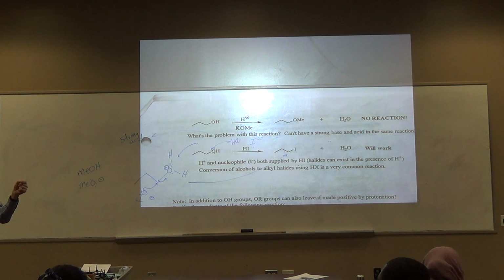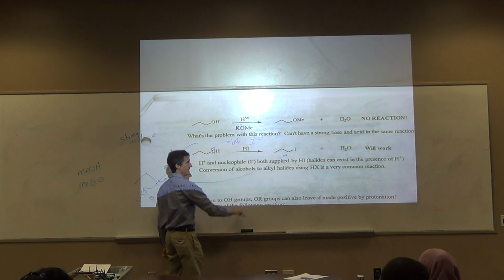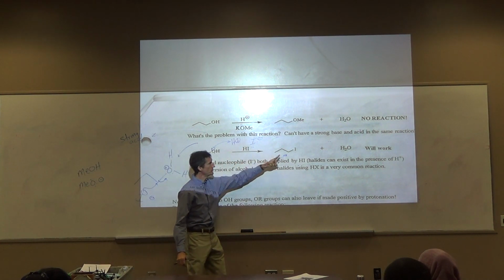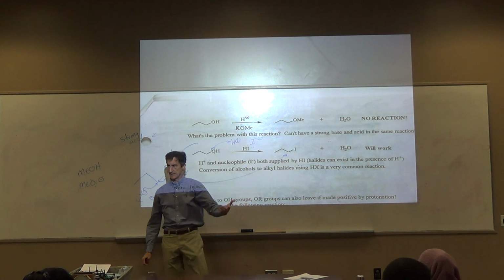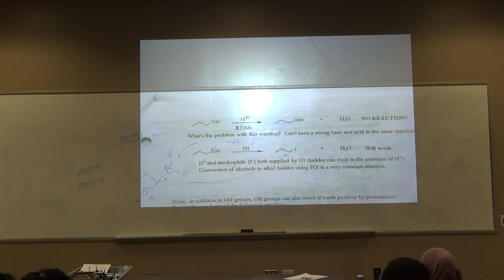So the HI is one molecule, it's one reagent, but it supplied both the acid and the nucleophile. It's a very common reaction to react alcohols with hydrohalic acids and convert them to the corresponding alkyl halide by this type of mechanism. And you mentioned chloride attacking. Well, this is iodide attacking. You can do the same type of reaction with HCl. It's happening with HI, do it with HBr.